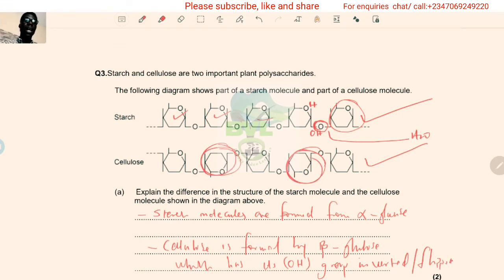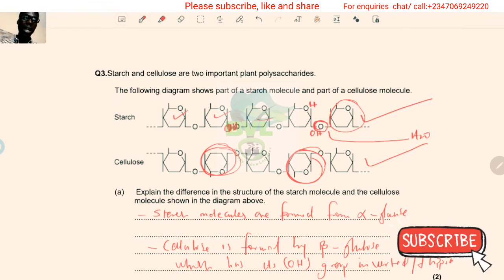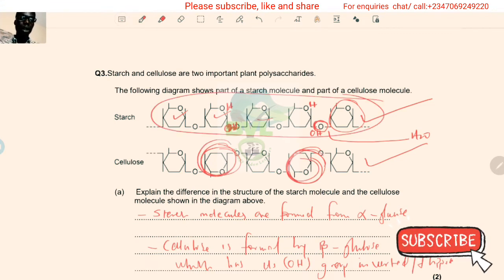Those are beta glucose. For this one, I just said starch molecules are formed from alpha glucose. I wanted to say formed from alpha glucose that has its hydroxyl group at the bottom, while the hydrogen is at the top. This is what I'm saying. Right? Those are the hydroxyl groups there, OH are there. H is here, so to say. So all of these are alpha glucose, and these ones are beta glucose. All right. Hope that's noted.